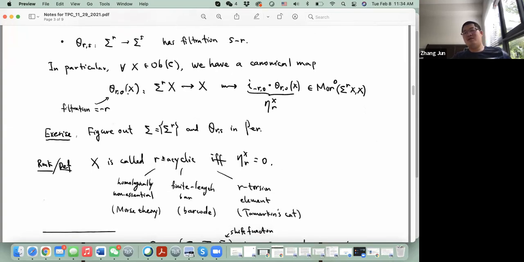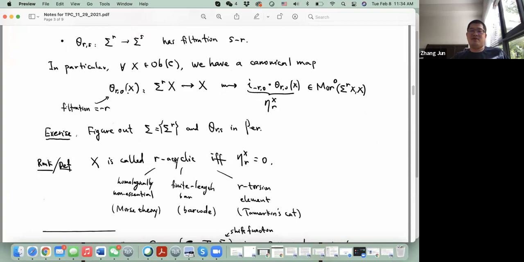And this R acyclic is actually an abstract formulation of many things in persistent module theory or in classic theory. For example, in Morse theory, you will see some homologically non-essential geometry, which will be killed in the middle when you move from filtration minus infinity to infinity. And this homologically non-essential part can be formulated as a certain R acyclic thing. And you have a barcode, right? In the barcode, sometimes you have an infinite length bar, sometimes a finite length bar. I mentioned earlier that a finite length bar corresponds to something born at some time and killed at some time. And those things are also called R acyclic, or are related to R acyclic.